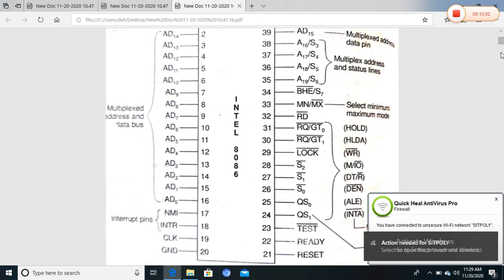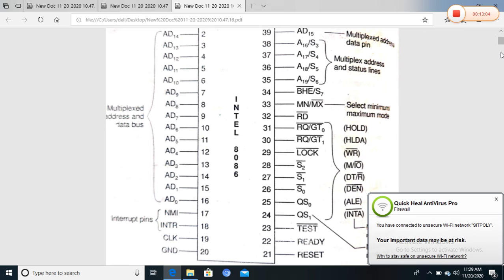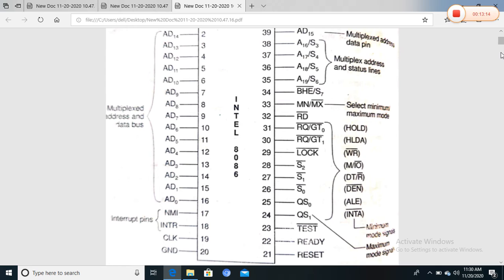Next pin is read bar, pin number 32. This is a read output, an active low signal. This read signal is issued by the processor to indicate that it is performing a read operation with memory or input and output devices, and this signal depends upon the status of the M/IO bar signal.